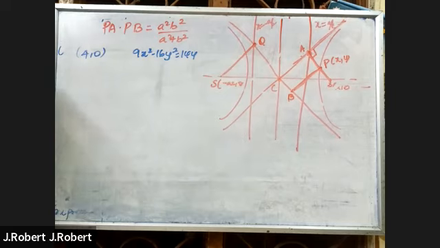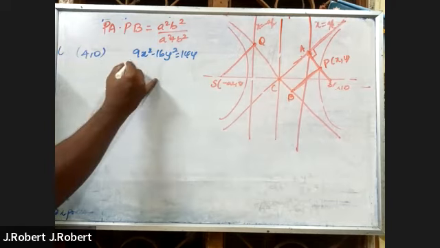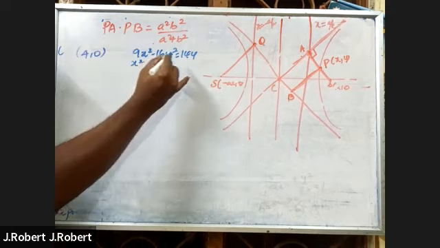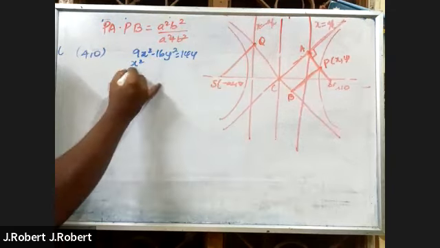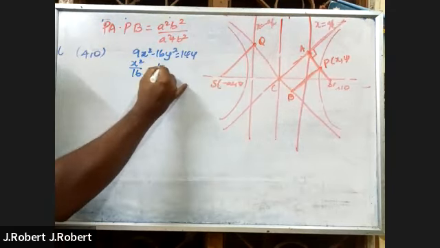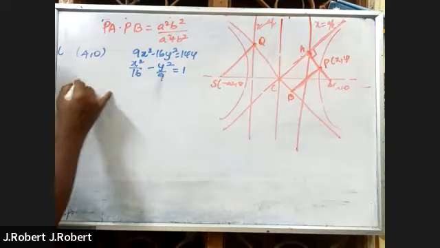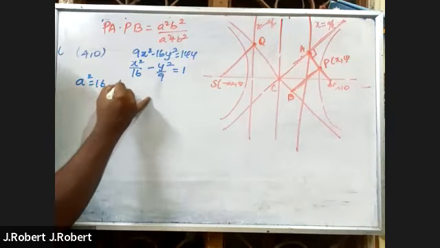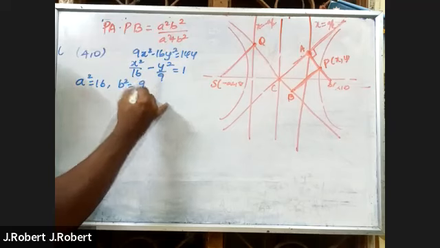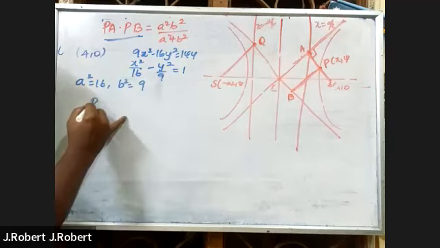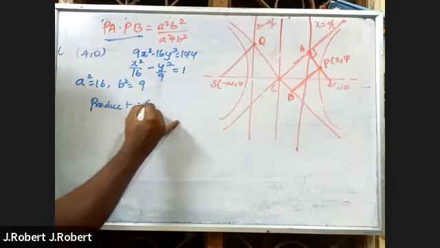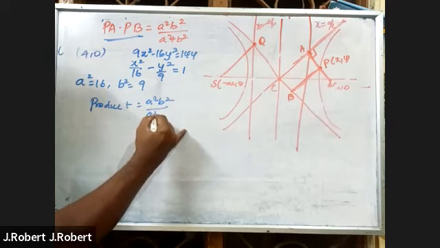We know the length of the perpendicular. Suppose P is the point and PA and PB are the lengths of the perpendiculars, then PA into PB. You can write the general standard form of the hyperbola. Divide by 144, we get x square by 16 minus y square by 9 equals 1. From this we get a square equal to 16, b square equal to 9. We know the product of perpendiculars is equal to a square b square divided by a square plus b square.